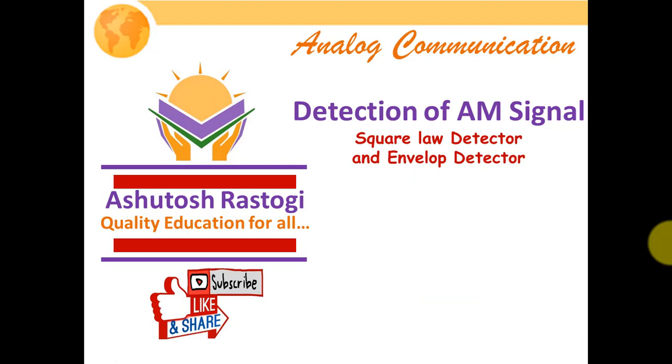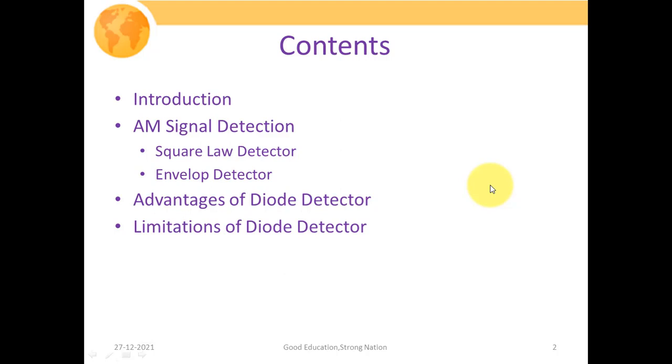Anyways, today in this particular lecture, we're going to discuss the demodulation of your traditional AM signal. So here we're going to discuss two widely used methods, such as your square law detector or demodulator, as well as your envelope detector. So these are the outlines. We're going to start with the introduction. Then we're going to discuss your AM signal detection methods one by one, that is your square law detector and your envelope detector.